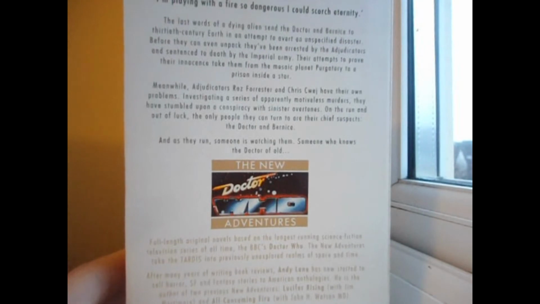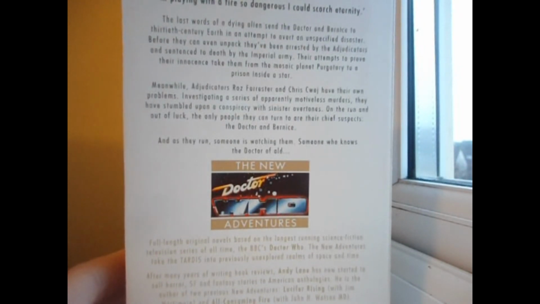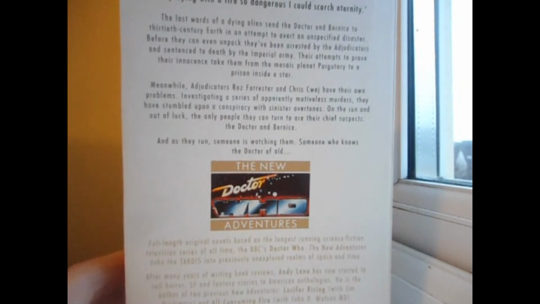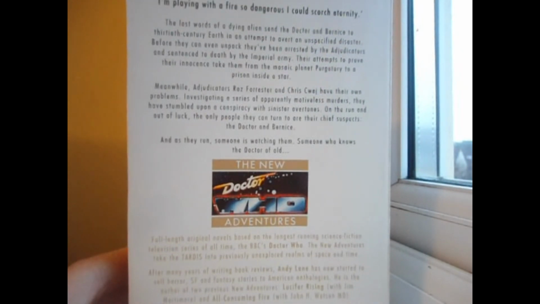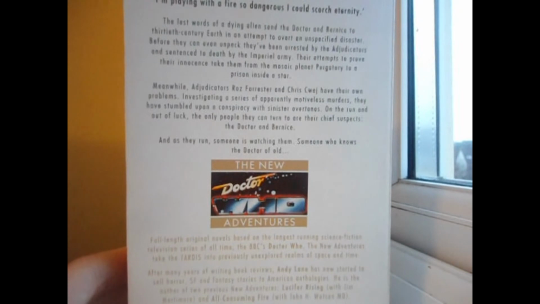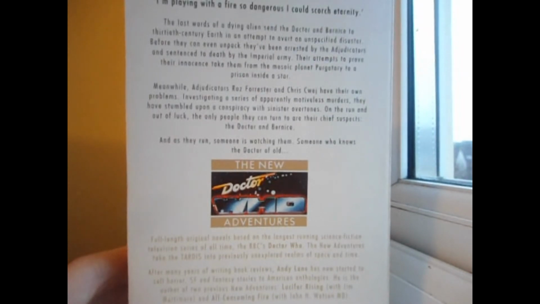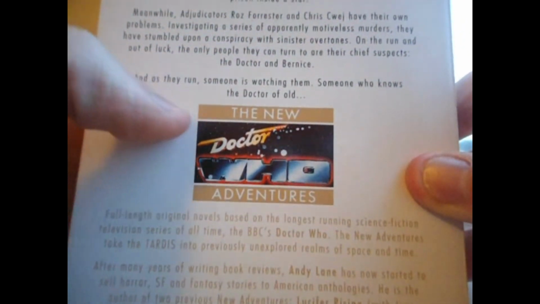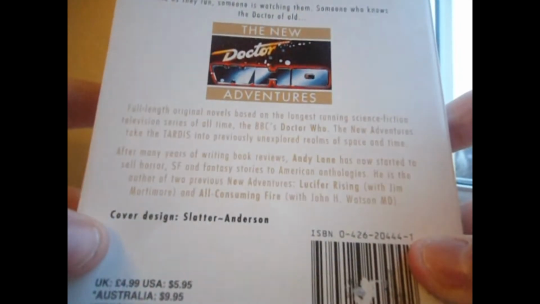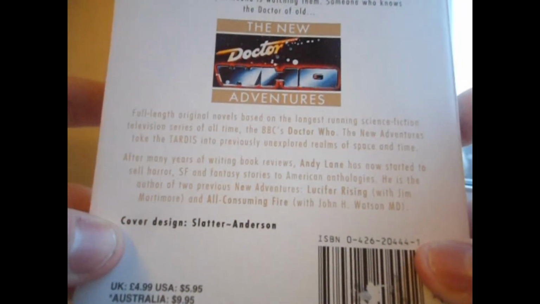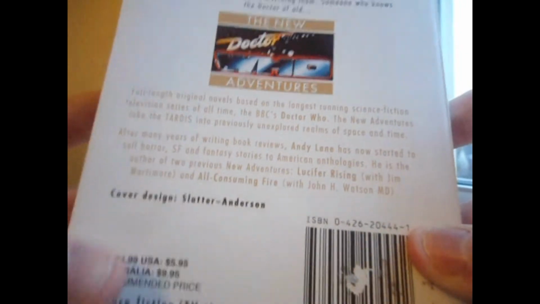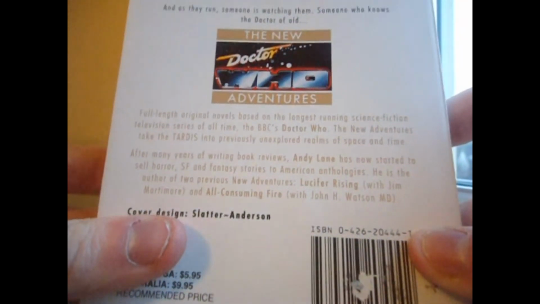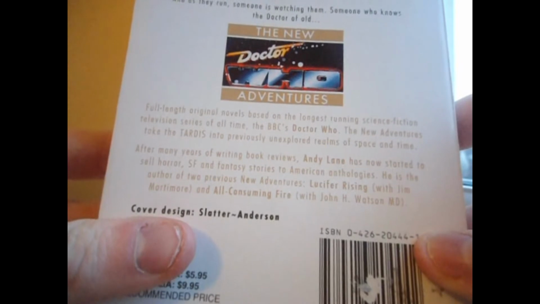Meanwhile, adjudicators Ross Forrester and Christopher Quedge have their own problems. Investigating a series of apparently motiveless murders, they have stumbled upon a conspiracy with sinister overtones. On the run and out of luck, the only people they can turn to are their chief suspects, the Doctor and Bernice. As they run, someone is watching them, something who knows the Doctor of old. The New Doctor Who Adventures, full-length original novels based on the longest-running science fiction television series of all time, the BBC's Doctor Who. The New Adventures take the TARDIS into previously unexplored realms of space and time.